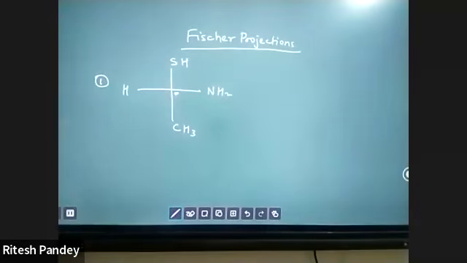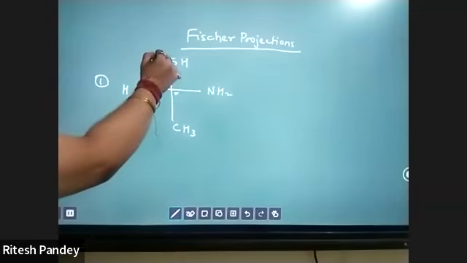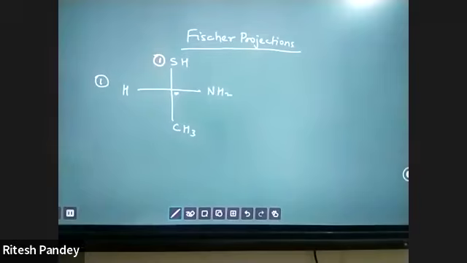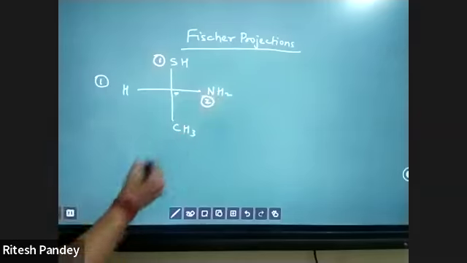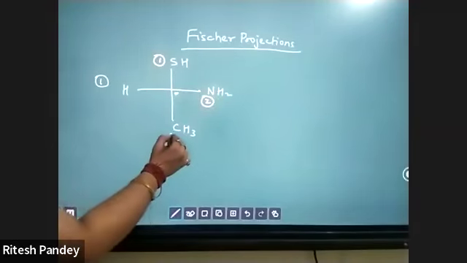Priority 1 is S, sulfur. Priority 2 is nitrogen. Priority 3 is carbon. Yes.